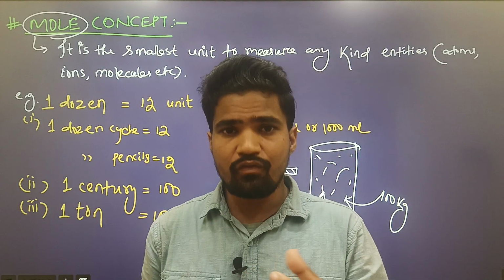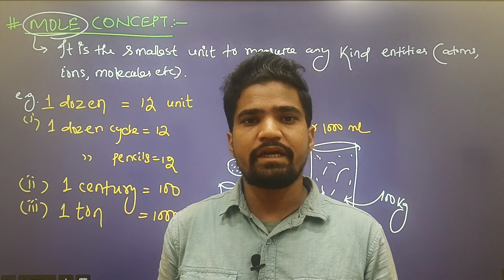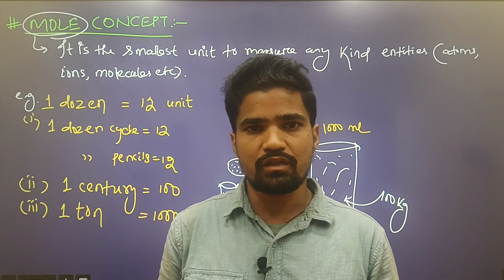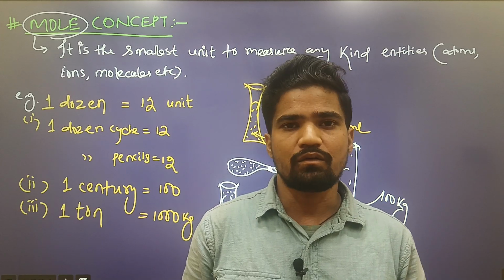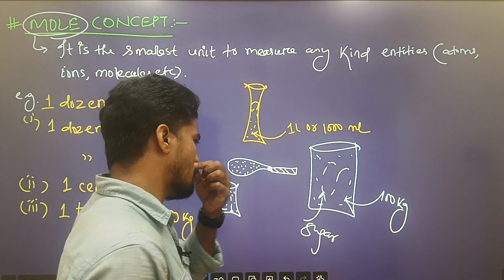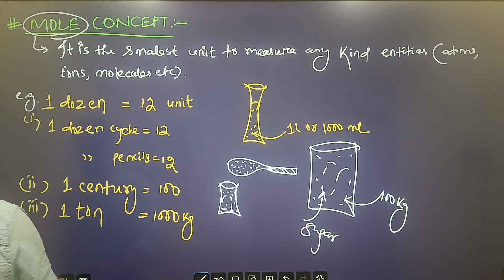Suppose I tell you 1 mole of oxygen atoms, 1 mole of nitrogen atoms, 1 mole of sulfuric acid molecules. So how many molecules? Accordingly, we will put the value. Let's see.